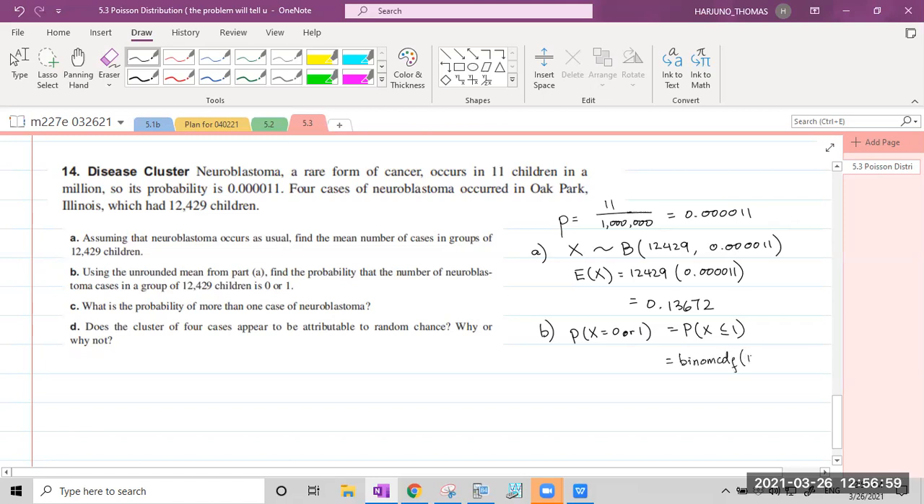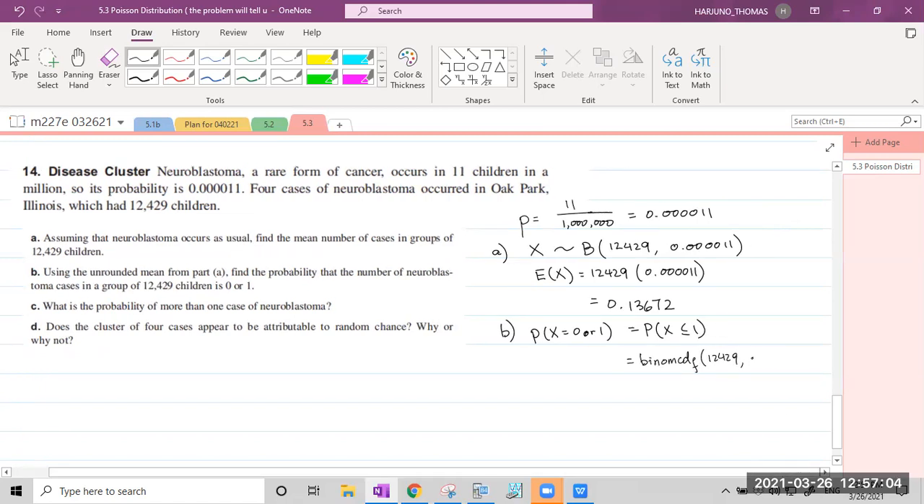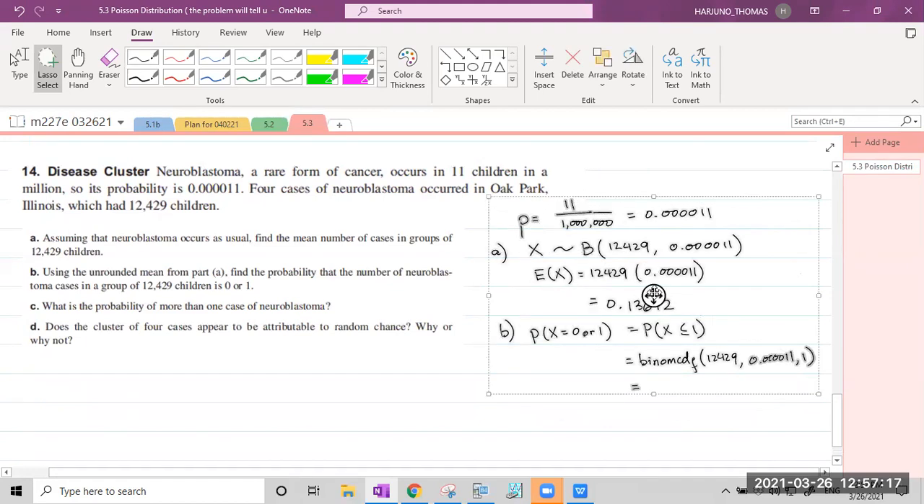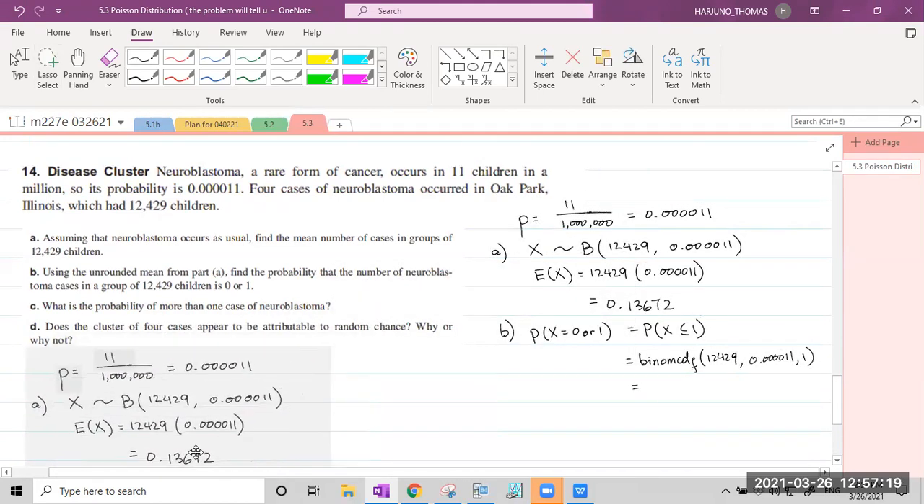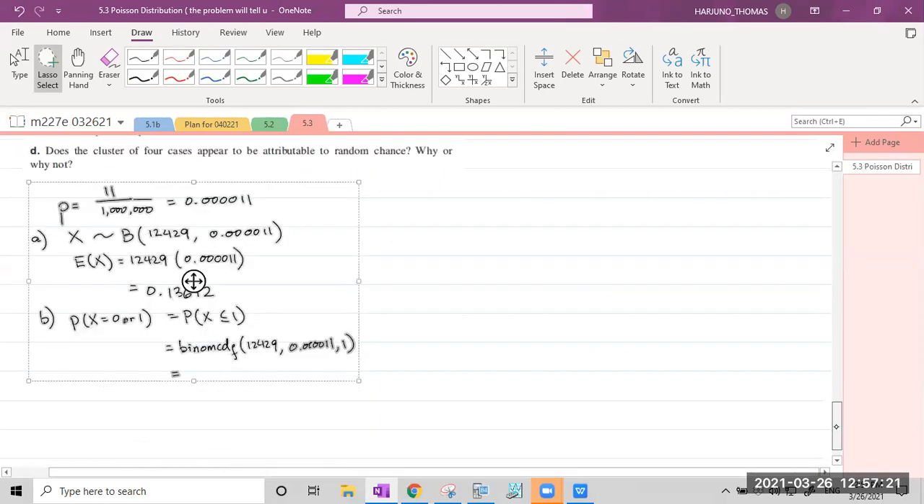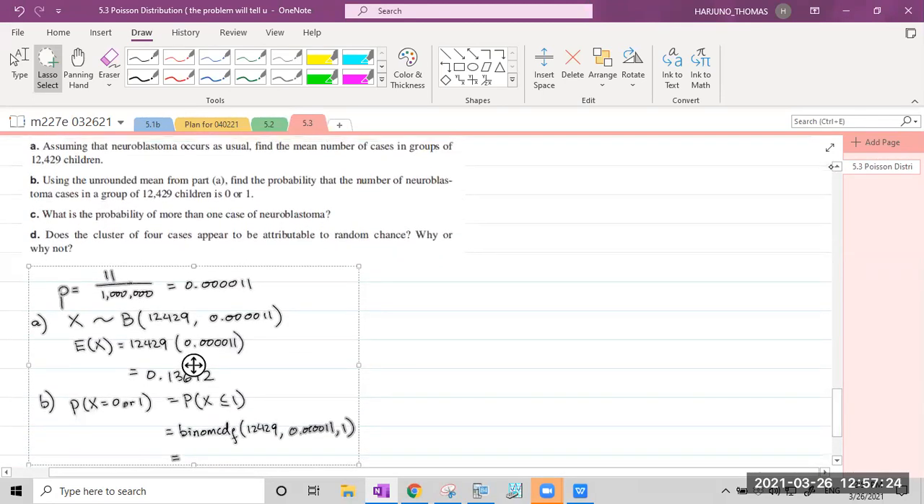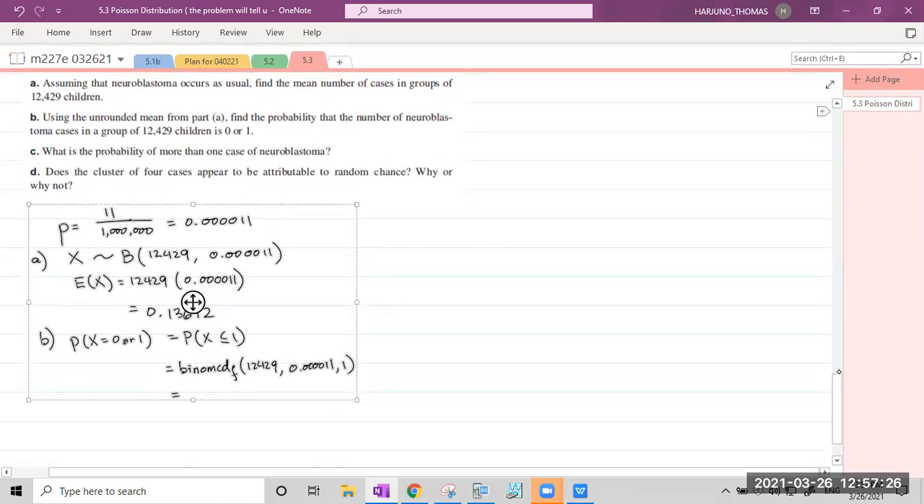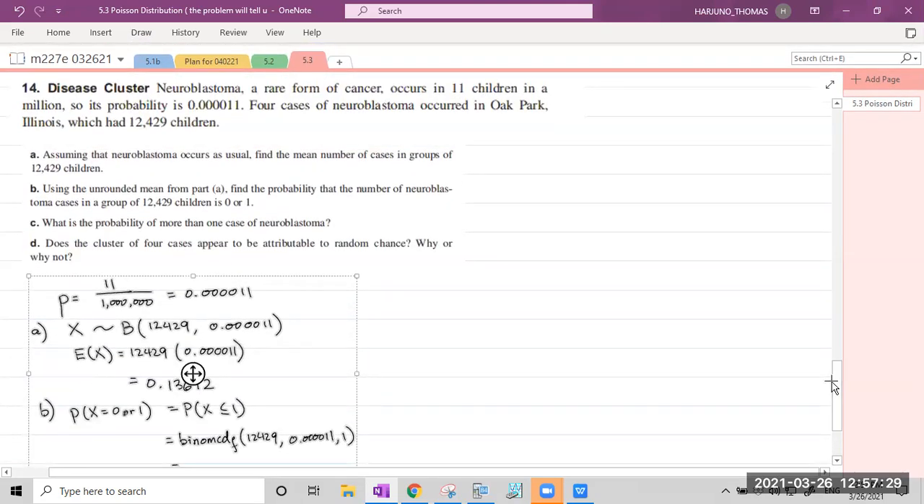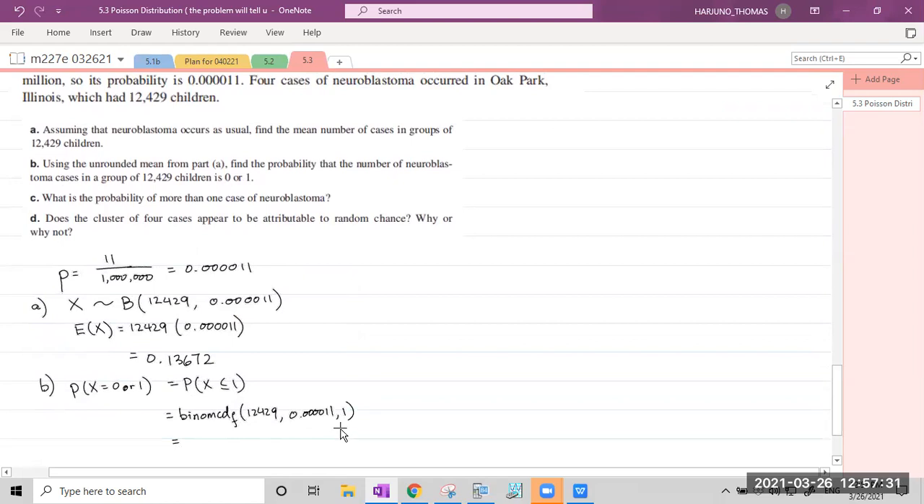The number of trials is 12,429. The probability of having neuroblastoma is 0.000011, up to 1. You know what? Let me move that instead. I don't like to go too far to the left. Let me move it down here. Okay, and we will use a calculator to complete this.